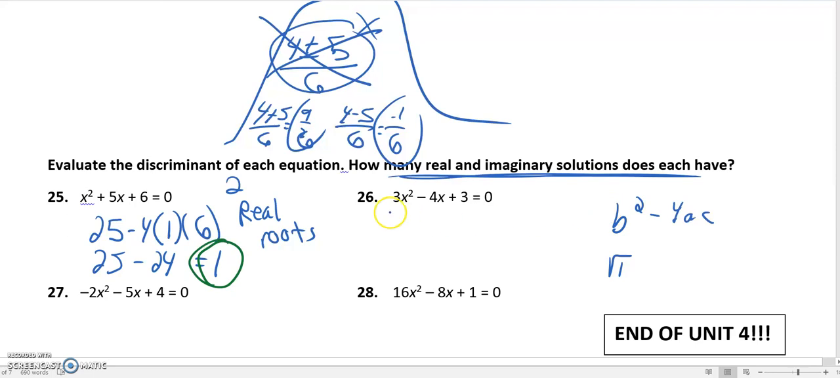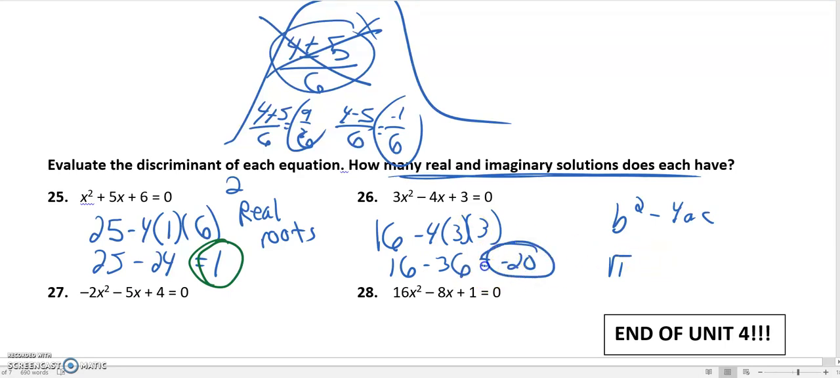If I get something that's negative, let's say I tried this one over here, that's going to give me 16 minus 4ac. That gives me 16 minus 36. That gives me a negative 20. Well then, okay, that's my discriminant. That's my answer. Leave it like that. But then think about what if it was under a square root? Well, if it's a negative under a square root, you're going to get an i. Therefore, you're going to get 2 imaginary roots.